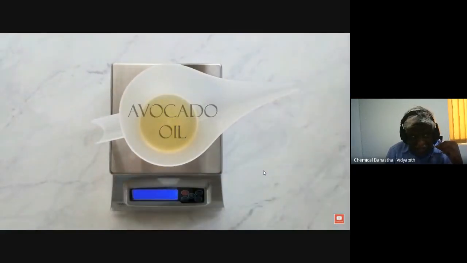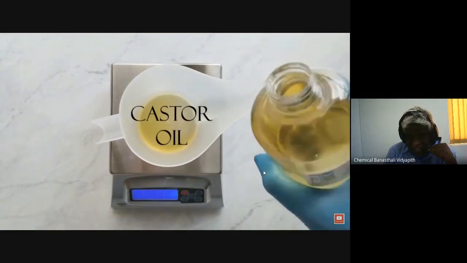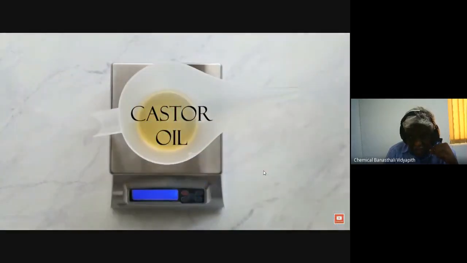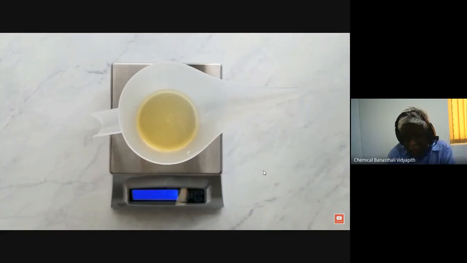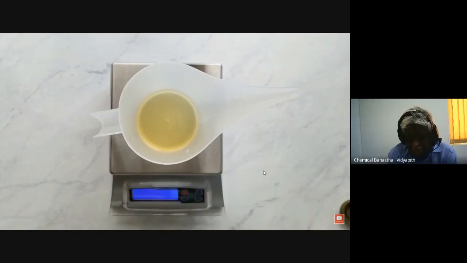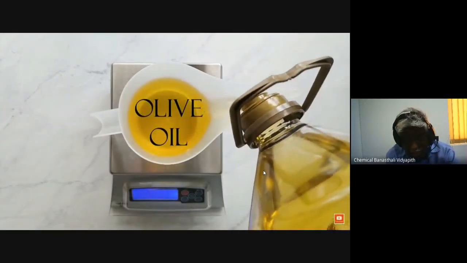The reason I start with the avocado oil is because it's a thinner oil, and if I go over, I can easily put that back because I haven't measured anything else in there. Then the castor oil is a thick oil, so it's pretty easy to get that right on and not go over. And then the last oil is just the olive oil, and that one is easy just to top off with a squeeze bottle.